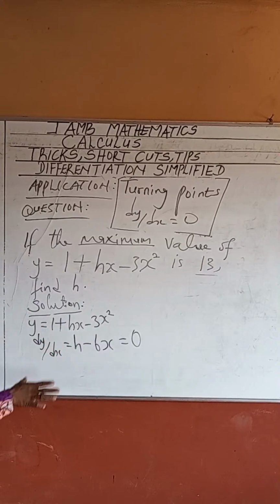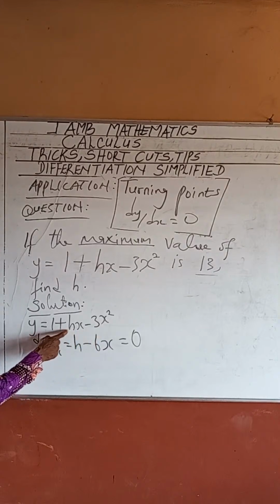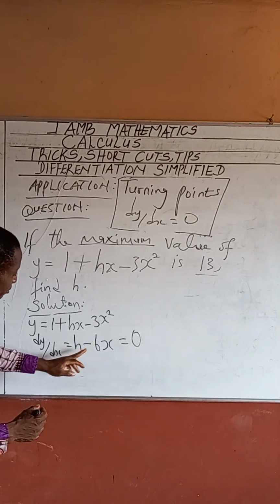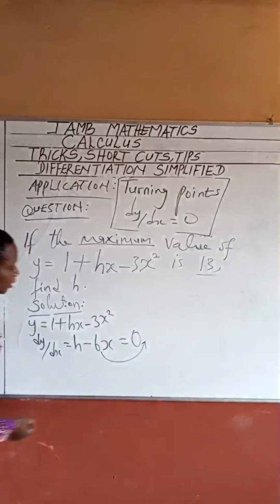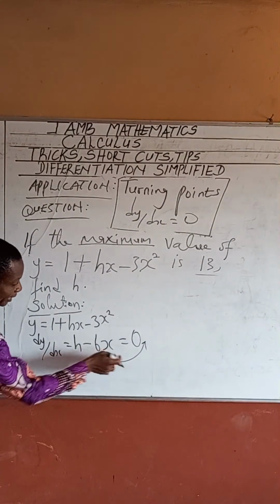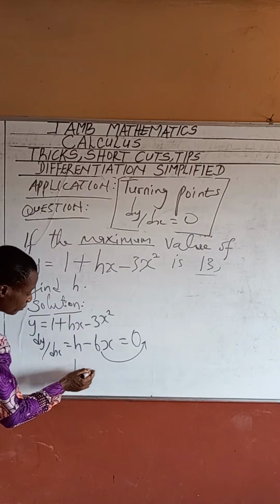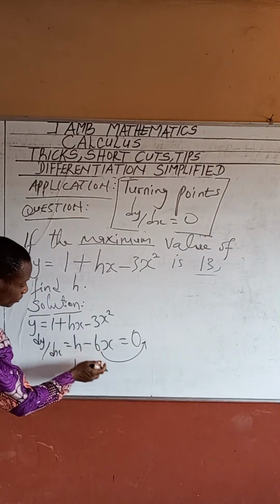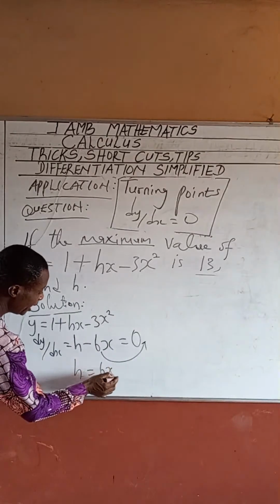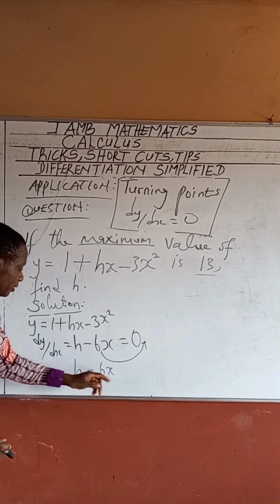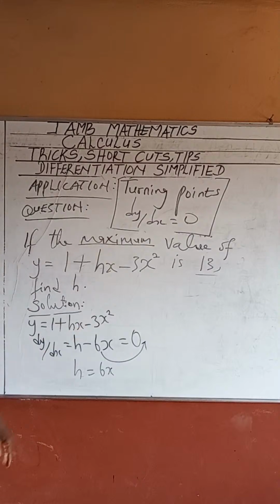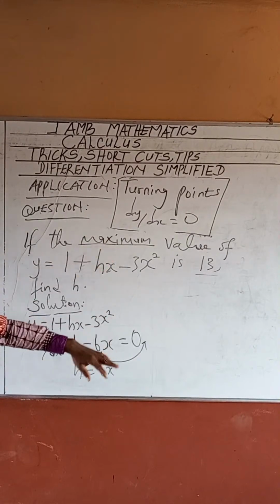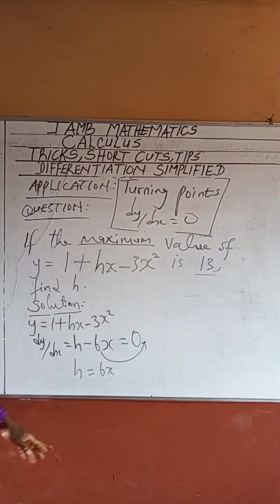Don't forget what we're about to do now. We are to substitute. Here we have h minus 6x equals this. So let's transfer minus 6x the other way. We are going to have h equals 6x. So wherever you find h here, put 6x. Then when you find y, put 13. Do you get it now? That's the easiest way to do it.